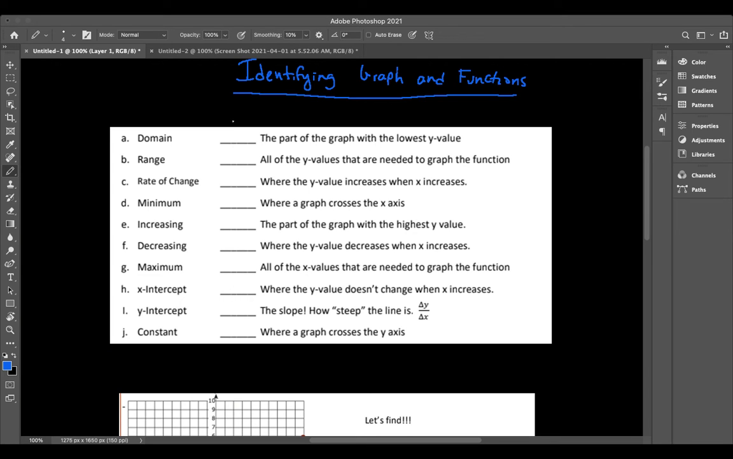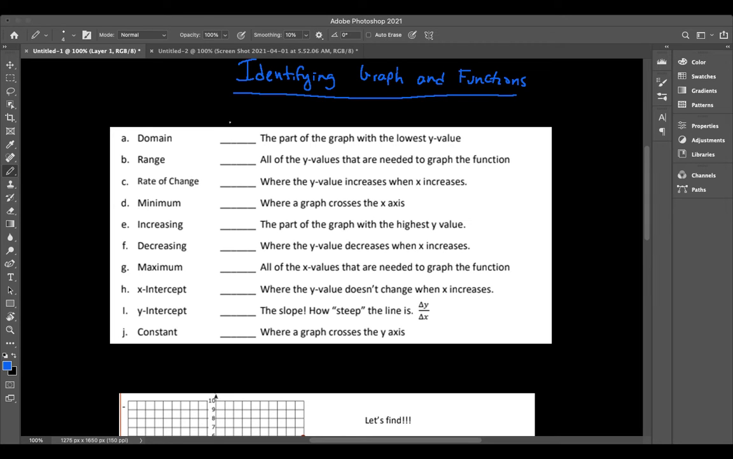Hi all, this is McCray here doing another video, graphs, identifying graphs and functions, okay? So basically what I'm gonna do is go over the do now questions, the letters and the definitions with the letters, and then do a couple problems, and then I'll have you guys do a couple problems from there, okay? So I'll try my best to describe it as I go through the problems, the letters here, okay?